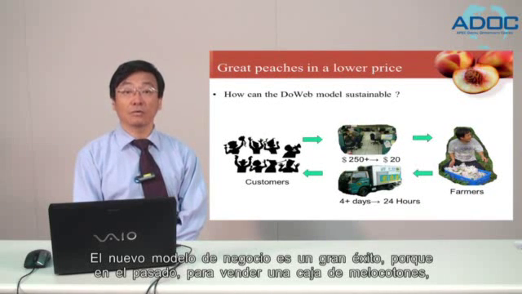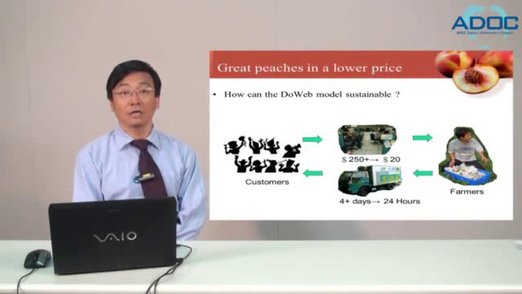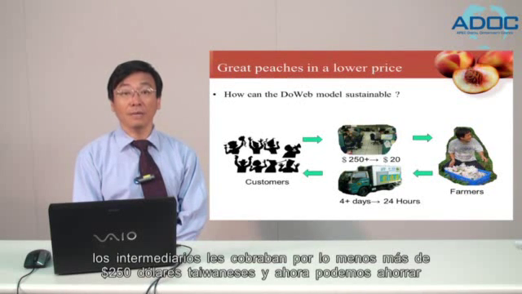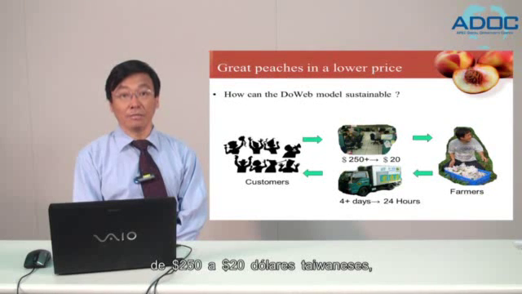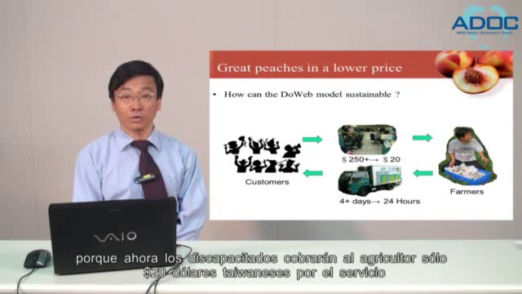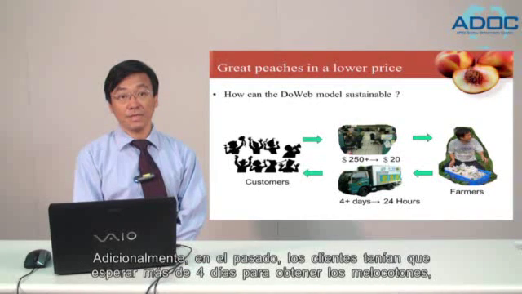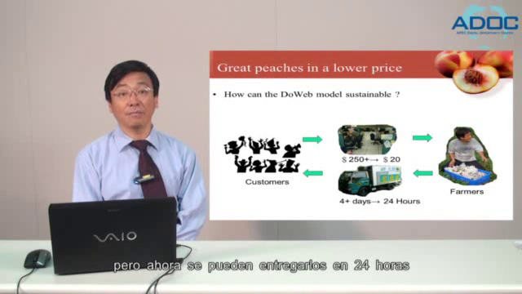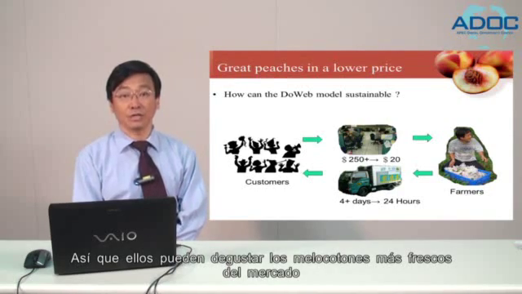The new business model is a great success because in the past, to sell a box of peaches, the middleman would charge at least $250. And now we can save the money from $250 to $20, because now the disabled will charge only $20 for their service from the farmers. And in the past, the customer had to wait more than 4 days to get the peaches. But now it can be delivered within 24 hours. So they can taste the freshest peaches in the market.